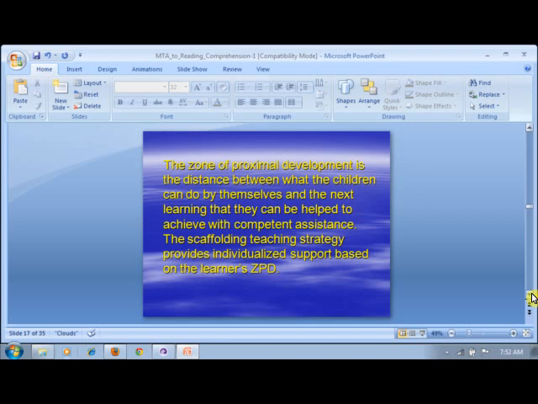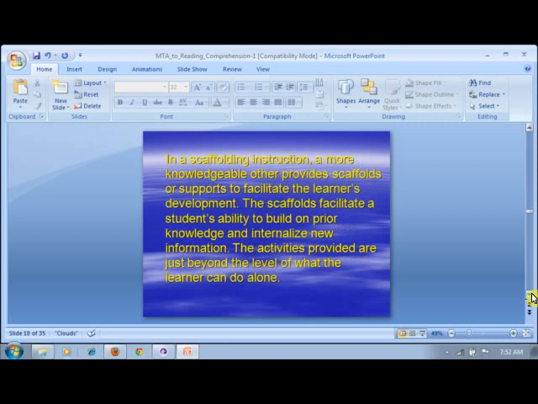The scaffolding teaching strategy provides individualized support based on the learner's ZPD. In scaffolding instruction, a more knowledgeable other provides scaffolds or supports to facilitate the learner's development. The scaffolds facilitate a student's ability to build on prior knowledge and internalize new information. The activities provided are just beyond the level of what the learner can do alone.